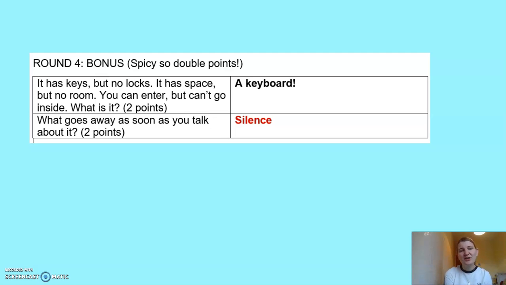And then what goes away as soon as you talk about it is silence. Some of you, I bet, are thinking, oh, a secret. And I guess in a way, if you start talking about a secret, it would go away because it's not a secret anymore. But silence is the one. As soon as you start talking about silence, it's not silent anymore, is it? So that is worth another 2 points, which means in total, a random number total, your score should be out of 29.